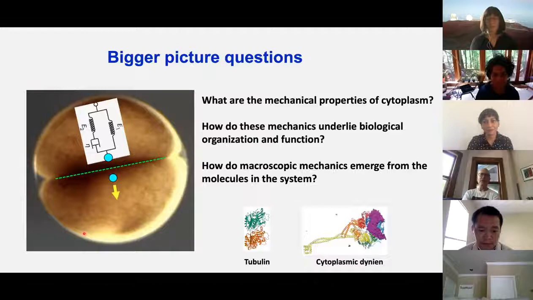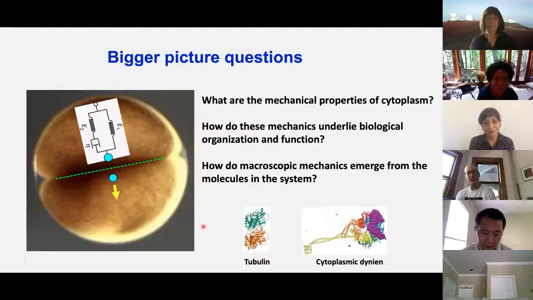Maybe we love frog eggs for their own sake, but we also view them as an exemplar of cytoplasm in its more general properties. So we're very interested in the mechanical properties of cytoplasm. This is a completely imaginary spring and dashpot. I'm not actually going to develop a model like that, but just to say that we think there will be some classical mechanics emerging here. How do these mechanics underlie biological organization and function? And then perhaps the central question in almost all biological physics is how do these macroscopic events, these mechanics, emerge from the molecules in the system, which are of course much smaller. And two particularly important molecules here will be tubulin and cytoplasmic dynein.